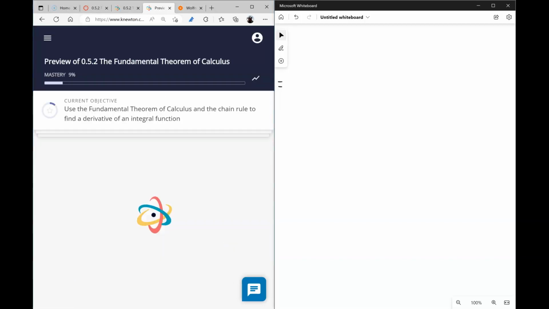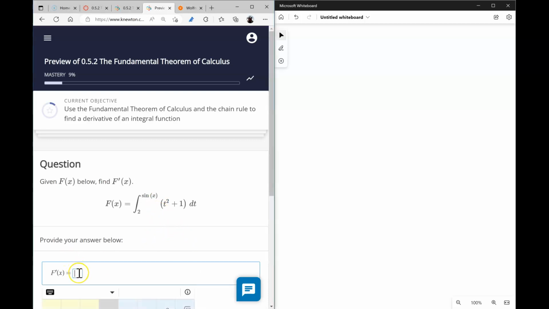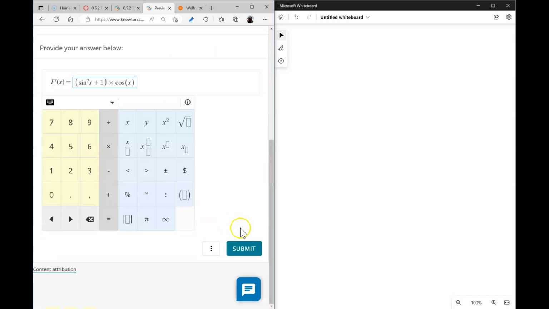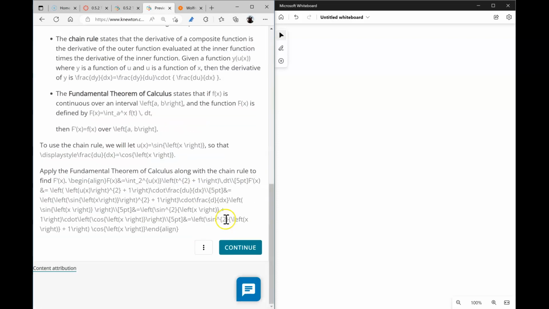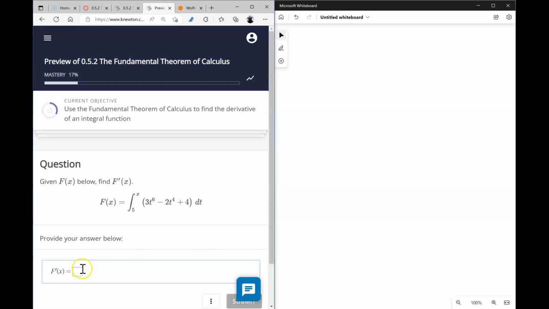Let's do the next problem. Same thing, so we're going to plug in the limit into the integrand instead of the variable, and then we're going to multiply by the derivative of the limit. When the limit is just a variable, it's as simple as plugging in that variable into the integrand.